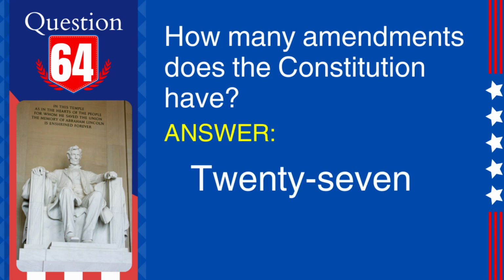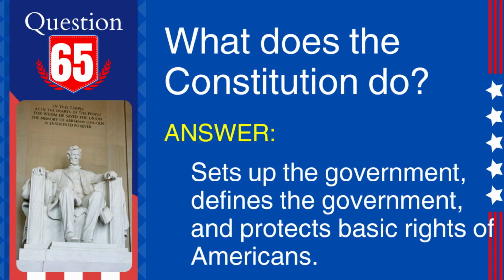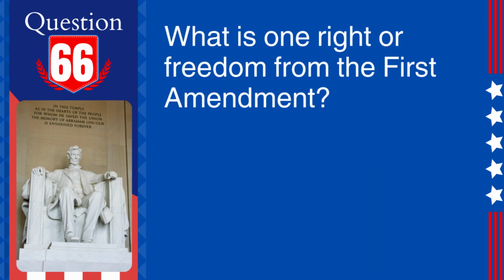Answer: 27. Explanation: the United States Constitution has 27 amendments, the first 10 of which are known as the Bill of Rights. 65. Question: what does the Constitution do? Answer: sets up the government, defines the government, and protects basic rights of Americans. Explanation: the Constitution establishes the structure and powers of the federal government and outlines the rights and freedoms of American citizens.